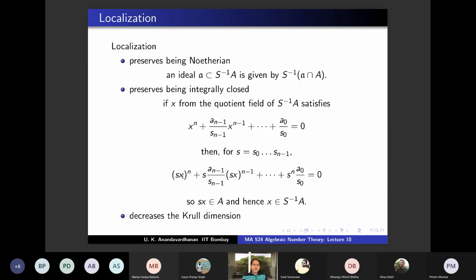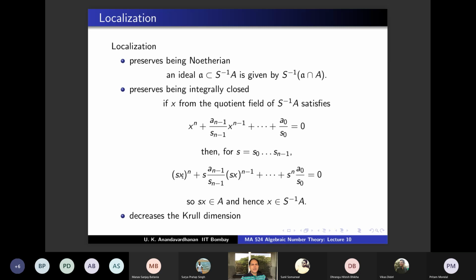And localization, what happens to the dimension of A if you localize? How do you compare the dimension of A and the dimension of S inverse A? The dimension of S inverse A is at most the dimension of A. Do you see that? Because if you have a chain P1 contained in P2 contained in P3 contained in etc., then you get S inverse P1 contained in S inverse P2 contained in etc. There could be some equality while doing this. So it could go down, but it cannot go up. So it decreases the Krull dimension.